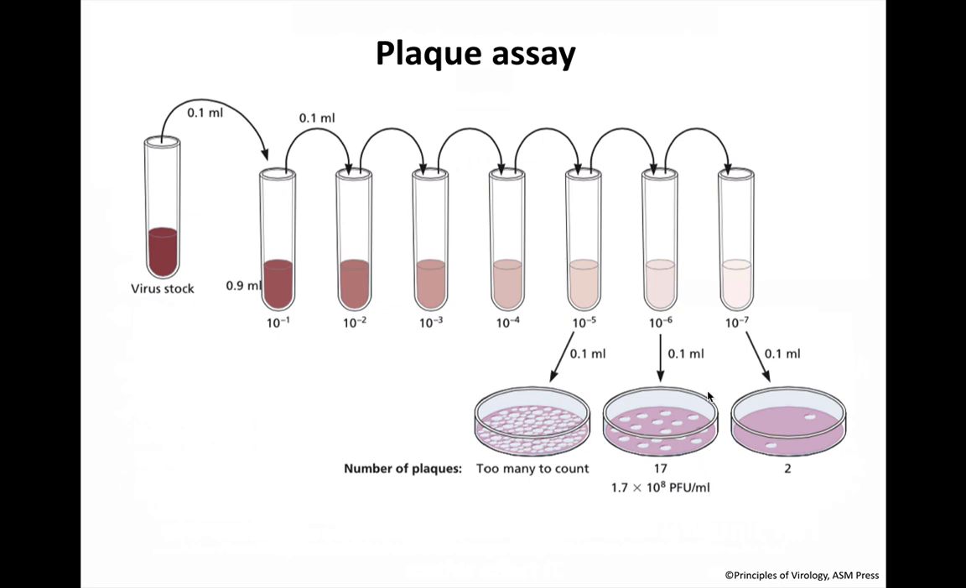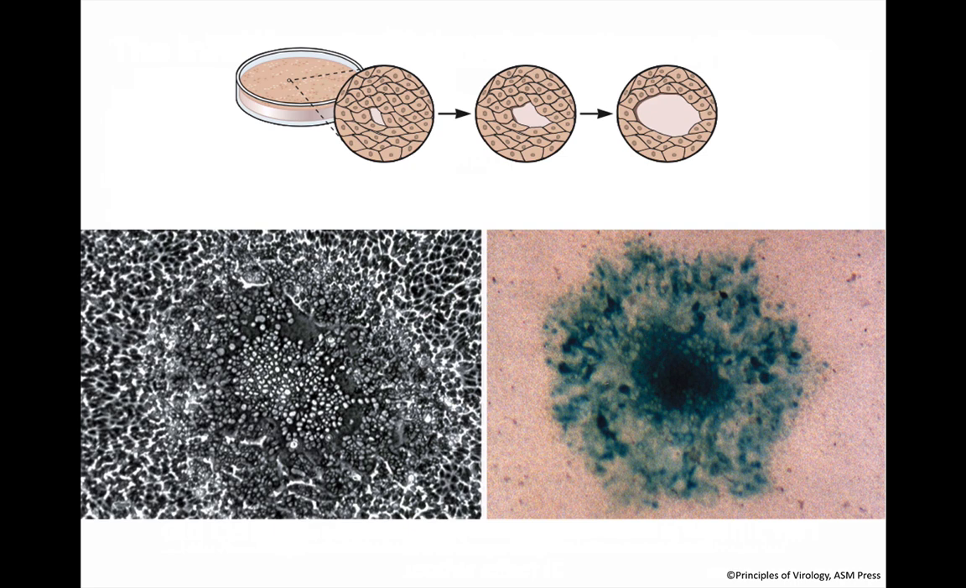So it's very important when you calculate the plaque titer to take into consideration not only the dilution factor, but also the additional factor imposed by plating only 0.1 ml. If we had plated a ml, then we wouldn't have to add that extra dilution factor here. So that's the plaque assay. And here's a diagrammatic representation of it above.